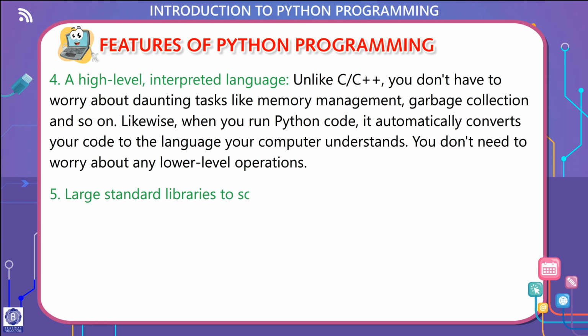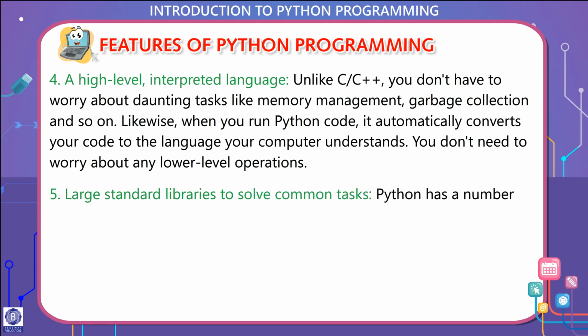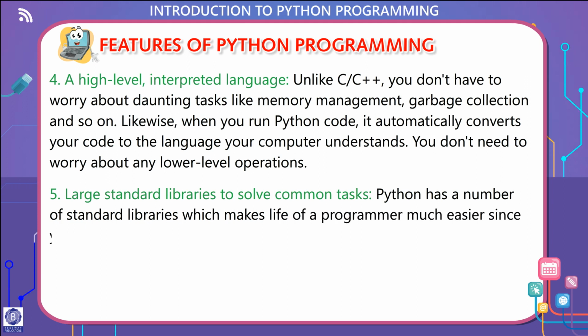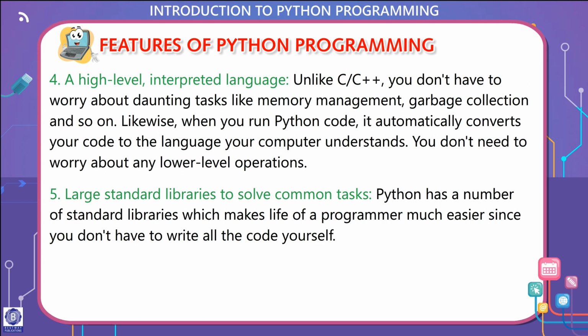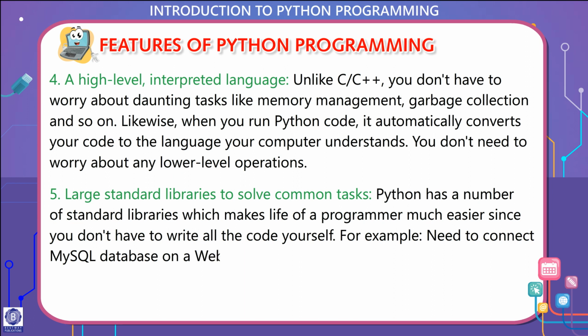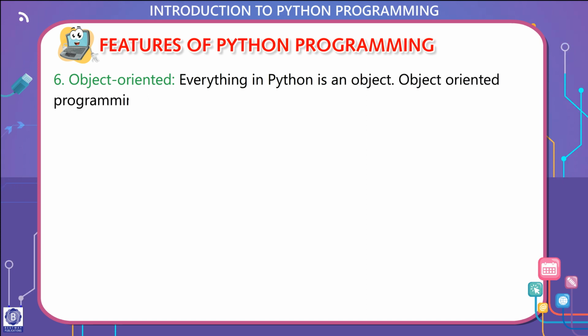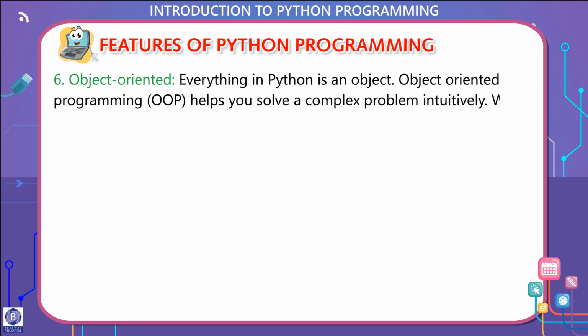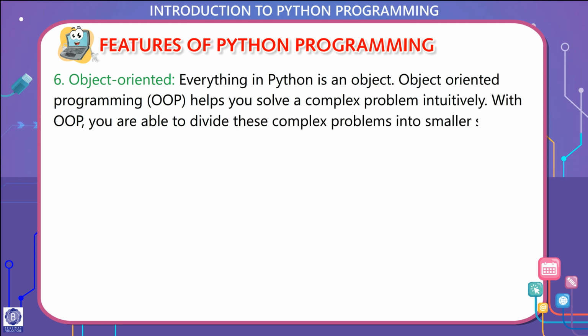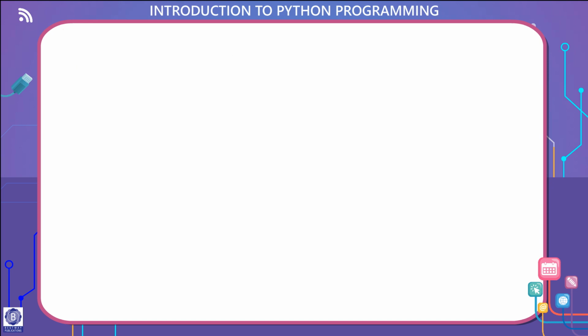Large standard libraries to solve common tasks. Python has a number of standard libraries which makes life of a programmer much easier since you don't have to write all the code yourself. For example, need to connect a MySQL database on a web server? Object-oriented. Everything in Python is an object. Object-oriented programming, OOP, helps you solve a complex problem intuitively. With OOP, you are able to divide these complex problems into smaller sets by creating objects.